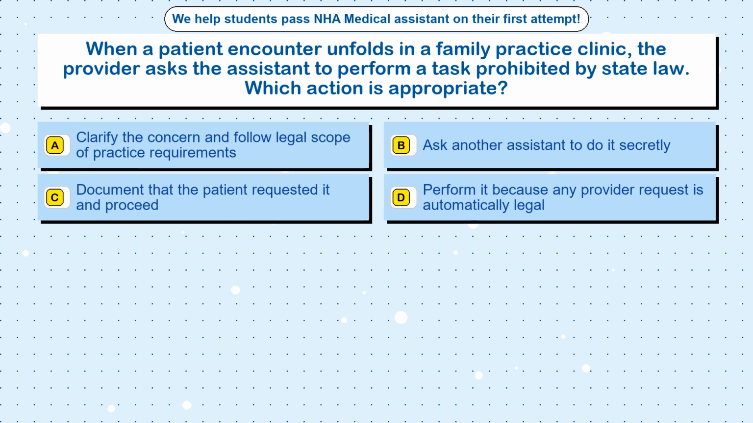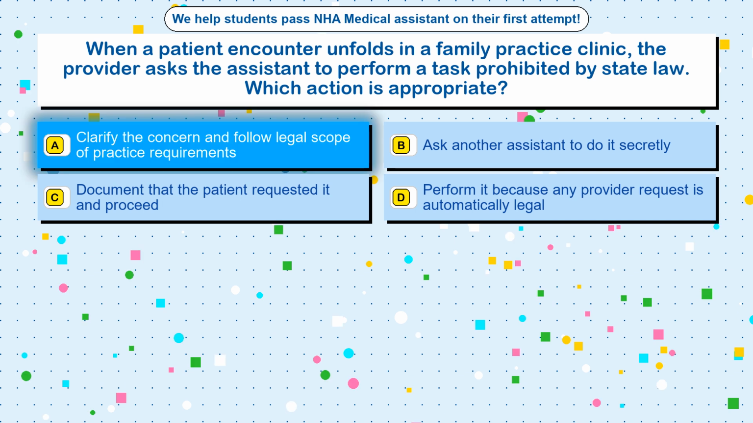Question 83. When a patient encounter unfolds in a family practice clinic, the provider asks the assistant to perform a task prohibited by state law. Which action is appropriate? Option A, clarify the concern and follow legal scope of practice requirements. Option B, ask another assistant to do it secretly. Option C, document that the patient requested it and proceed. Option D, perform it because any provider request is automatically legal. The correct answer is option A, clarify the concern and follow legal scope of practice requirements.